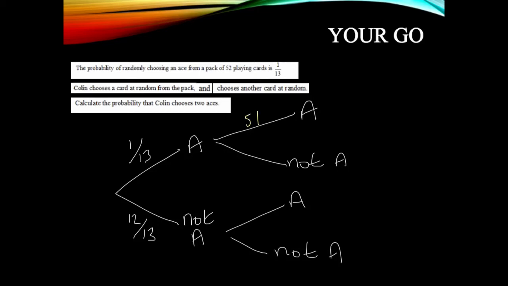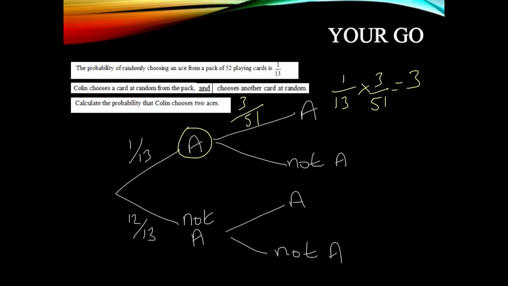cards left. And how many aces are there if he's already picked one of the aces out here? Well, there were 4 to start with. We should know that there are 4 aces in a pack of cards, so that means there's only 3 left now. So the final thing we need to do is multiply along here. So we've got 1/13 multiplied by 3 over 51, which is going to give me 3 over.